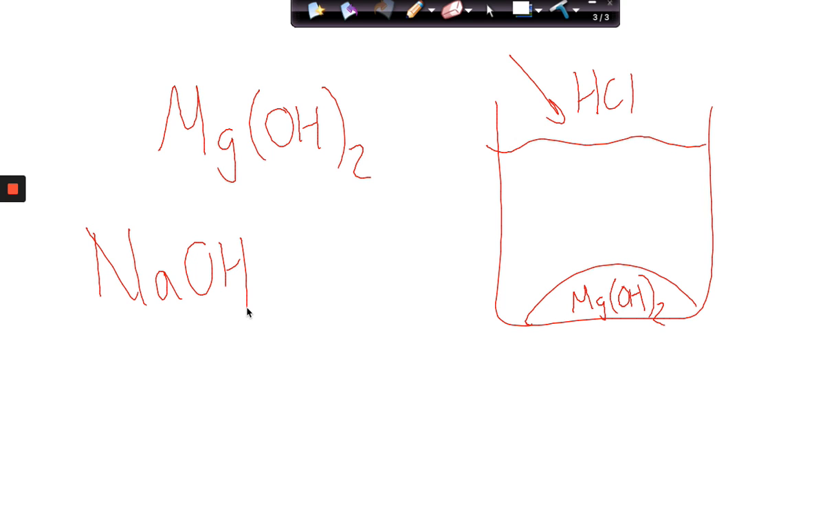Absolutely. Right, and that's because it is one of the strong ones and it does dissolve in water, but it releases 2 hydroxides for every formula unit.